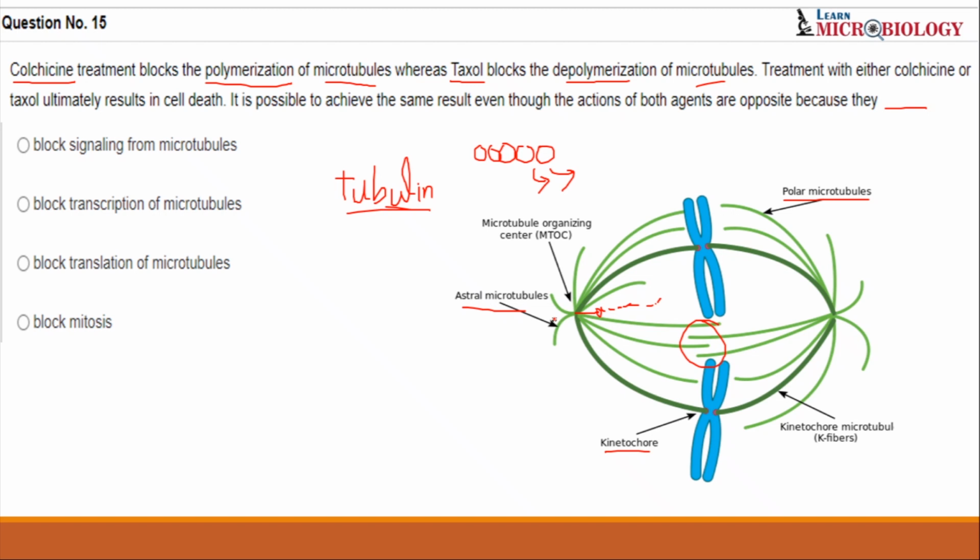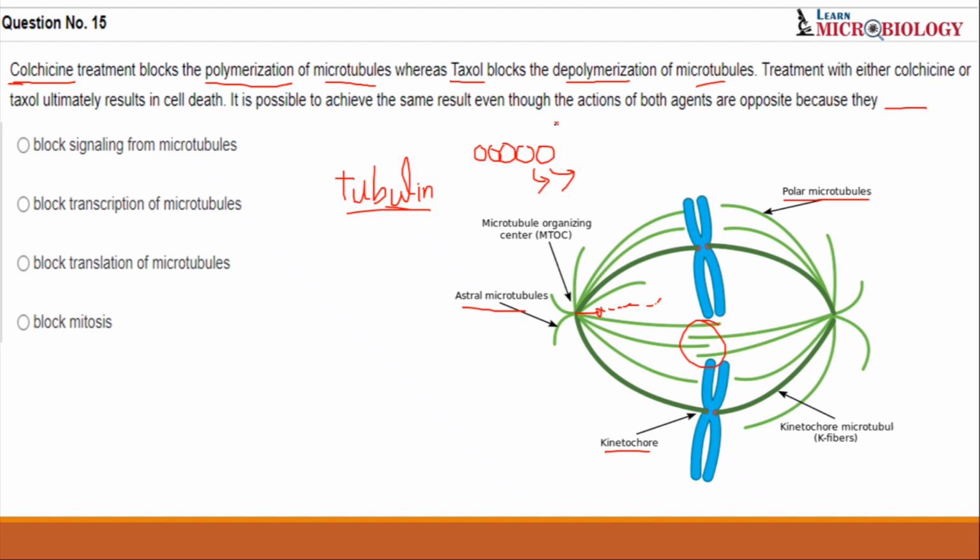Now this is a basic concept on the basis of which this particular question is asked. This question is not a direct question, it is actually an analysis question. If we know this basic concept regarding microtubules, we can answer this question very easily. Let's read the question. There is a drug called colchicine. It will block polymerization of microtubules, meaning it will not allow the synthesis or the elongation of the microtubules. Whereas there is one more drug called Taxol. This will block depolymerization of microtubules.